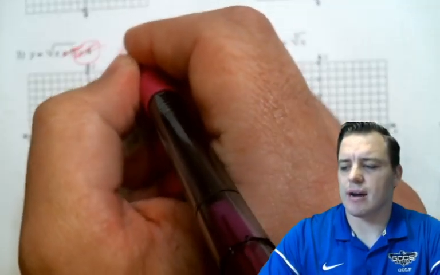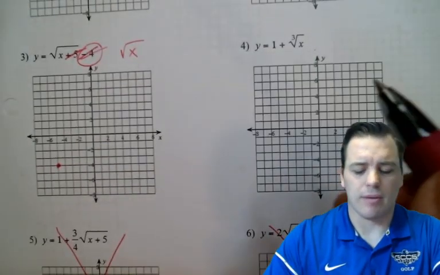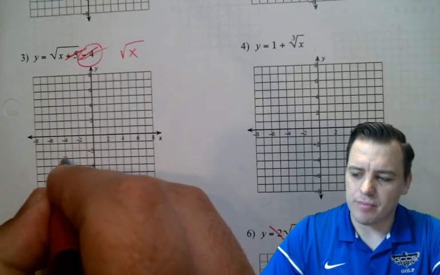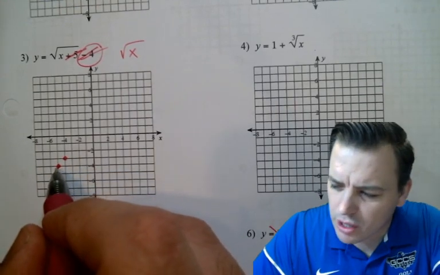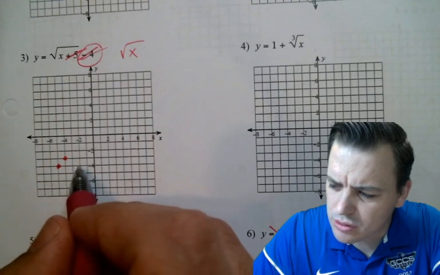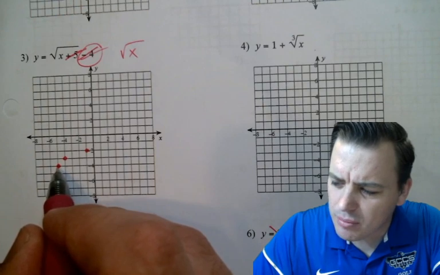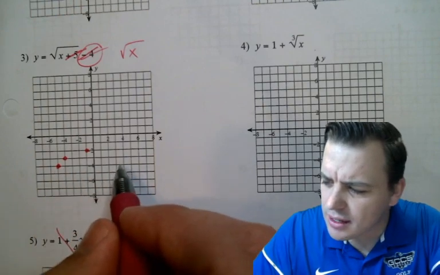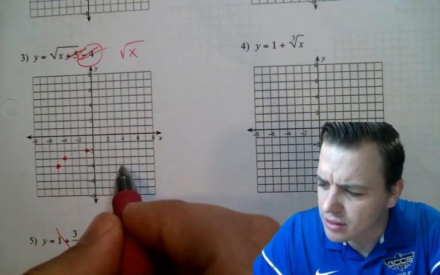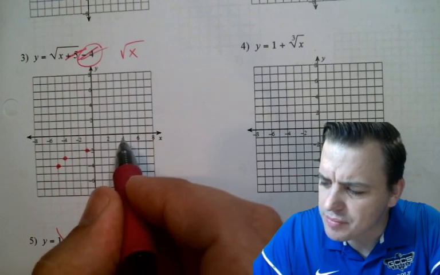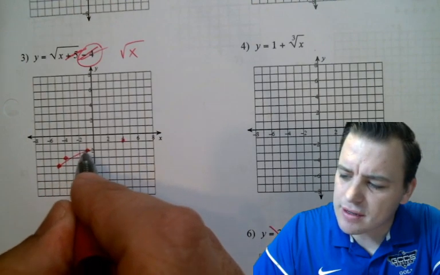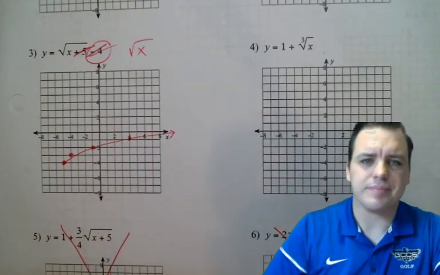Now I just have the radical x from there. Now radical x is right 1 and up 1. Right 4 and up 2: 1, 2, 3, 4 and up 2. And then right 9 and up 3. Right 9, so that would take me over here and then up 3: 1, 2, 3. And that's probably all I can get there. So it's looking something like that.